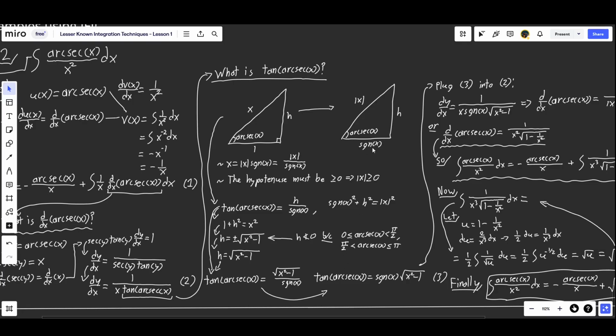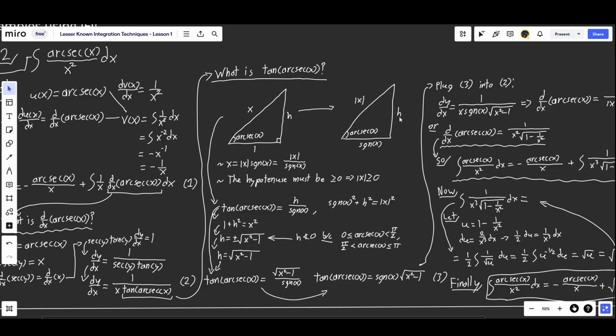At this point, if we remember that tangent is a function that takes in an angle in a right triangle and outputs the ratio between the side opposite to the angle and the side adjacent to the angle, we'll see that tangent of the angle in our diagram, which is arcsecant of x, will equal the side opposite to it, which we don't know yet, and we'll have h as a placeholder name for it, divided by the side adjacent to it, which is sign of x. So tangent of arcsecant of x will be equal to h over sign of x.